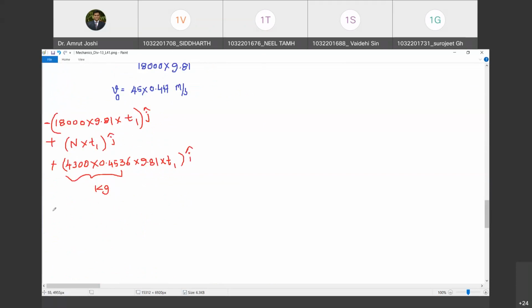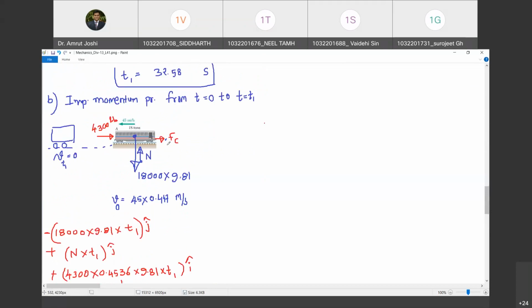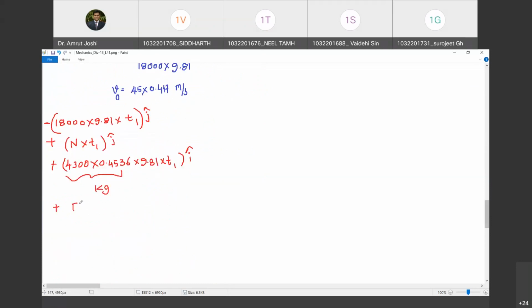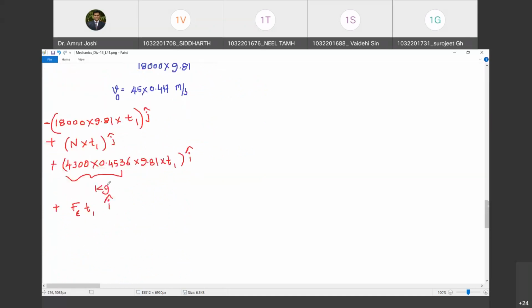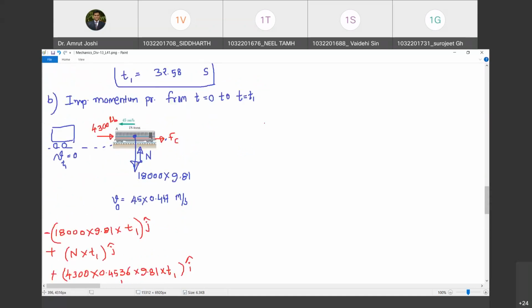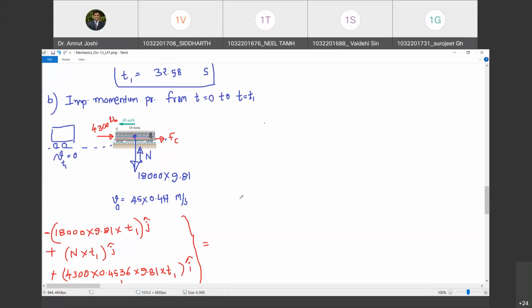Yes, sir. Now, what is the impulse of this coupling force? Coupling force I have assumed to be tensile, so it is pulling the car, therefore it is towards right. So I can write it as Fc into T1, i cap, positive. Are you with me? Yes, sir. Okay. What else? Is there anything else? No, we have written down the impulses of all the forces. This must be equal to change in momentum. Do you agree with me?